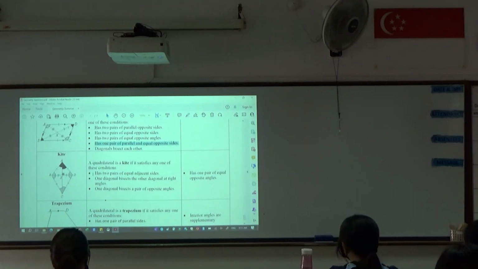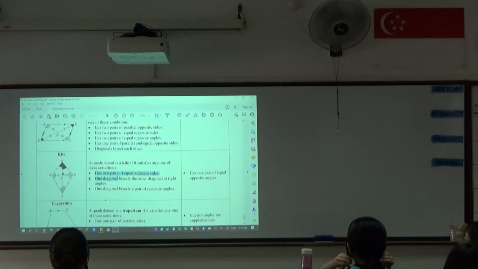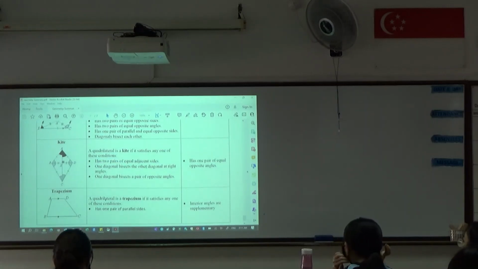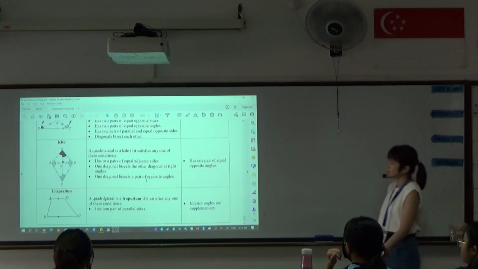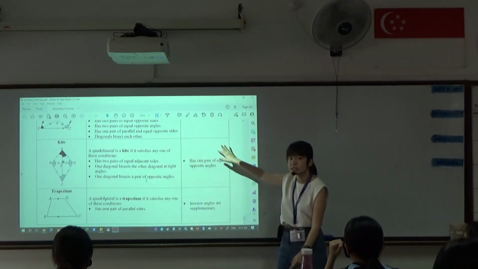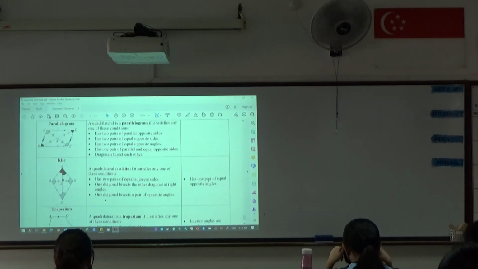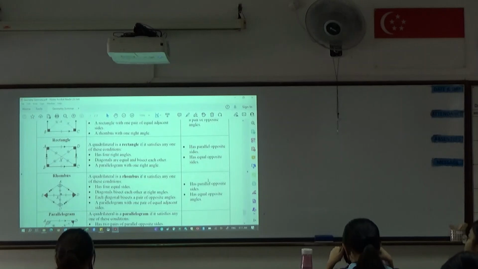So the definitions are namely the very first bullet point of each quadrilateral. We can only prove using the conditions over here. We cannot use the properties on the right side to prove because they are not sufficient, they are not complete enough to tell us that it is going to be a rectangle or square.